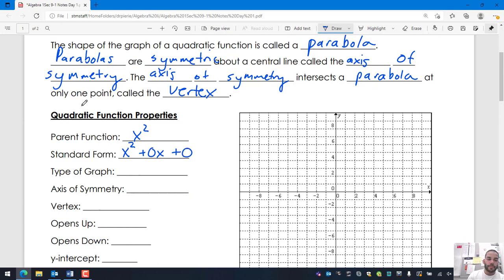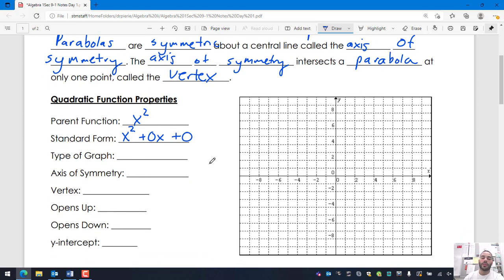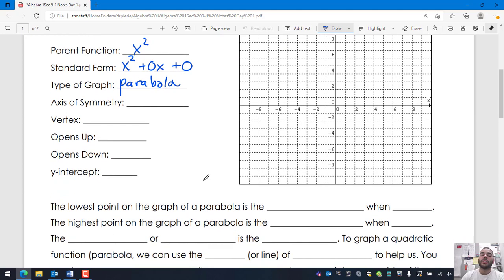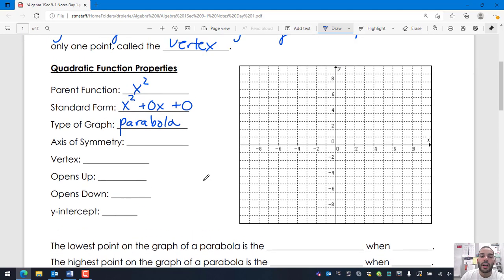So let's just look at the parent function called x squared. What type of graph is it? What is the shape going to be? Because you see an x and you see a squared symbol, this is going to be a parabola. So let's start with this. Whenever I ask you to make a graph of something and you have no idea what it looks like, here's what I want you to do. I want you to make an input-output table.